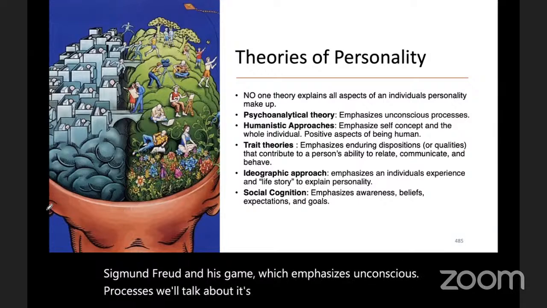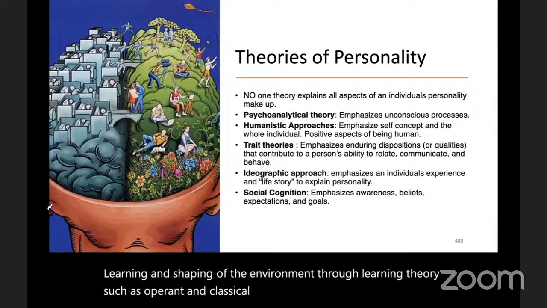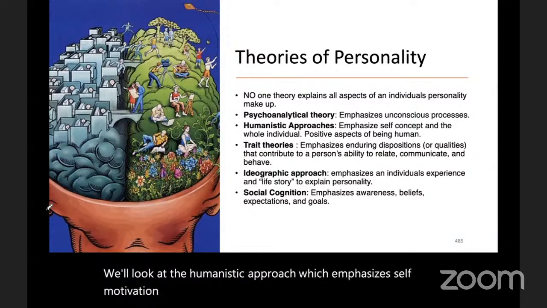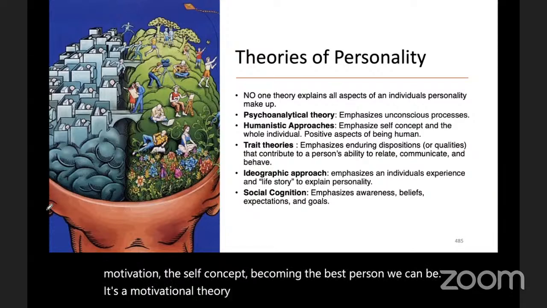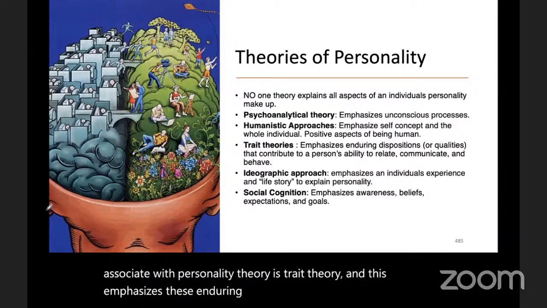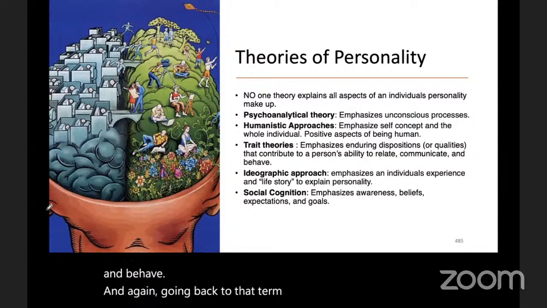We'll talk about, it's not listed here, but learning and shaping of the environment through learning theory, such as operant and classical conditioning. We'll look at the humanistic approach, which emphasizes self motivation, the self concept, becoming the best person we can be. It's a motivational theory. Probably the one that people most associate with personality theory is trait theory. And this emphasizes these enduring dispositions or qualities that contribute to a person's ability to relate and communicate and behave. And again, going back to that term enduring is an important part of this.